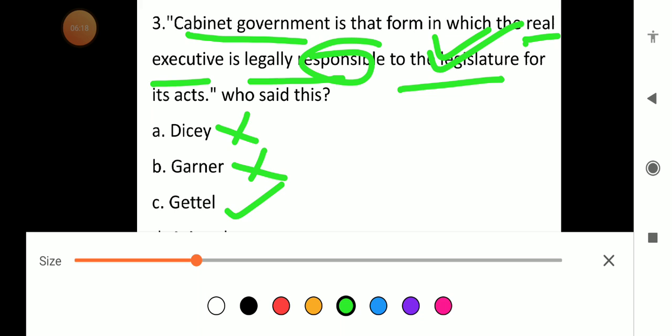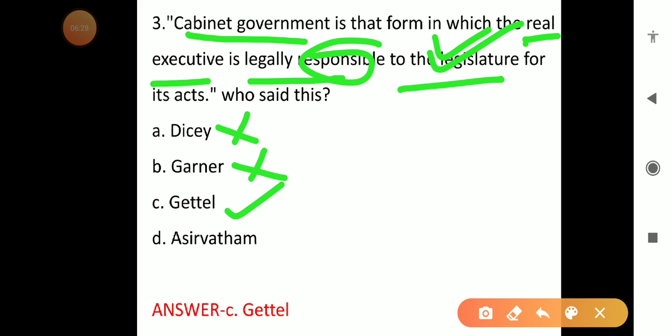Gettle. It is Gettle who says this. Gettle says cabinet government is that form in which the real executive is legally bound, legally responsible to the legislature for its acts. And Asirvatham has defined it differently. He says this may be defined as a system of government in which the real executive, the ministry or the cabinet, is legally directly responsible to the legislature for all its acts of omission and commission. So it is also not the answer.